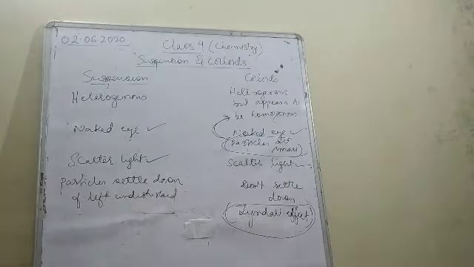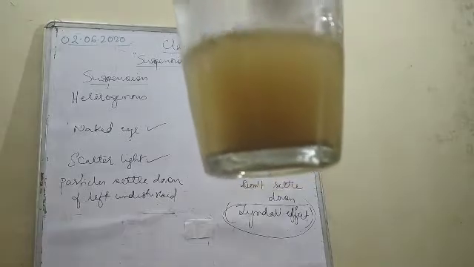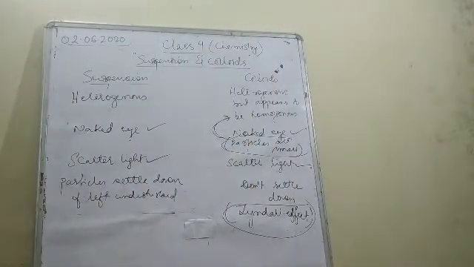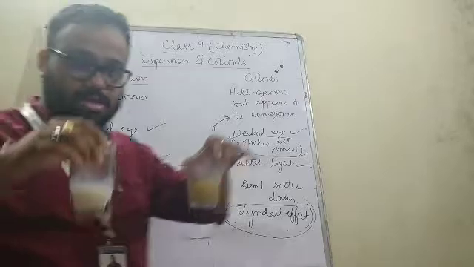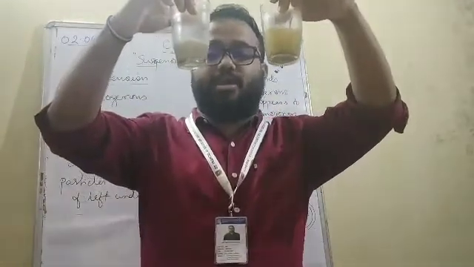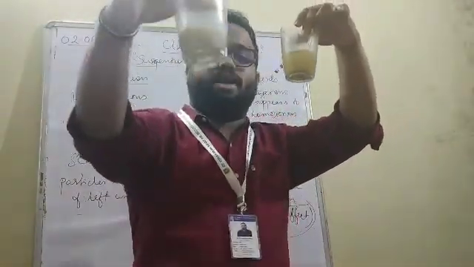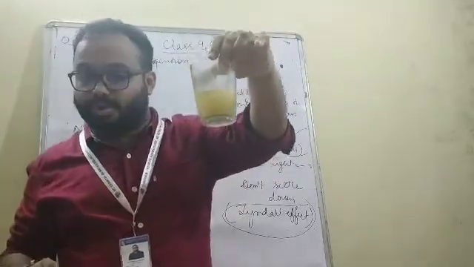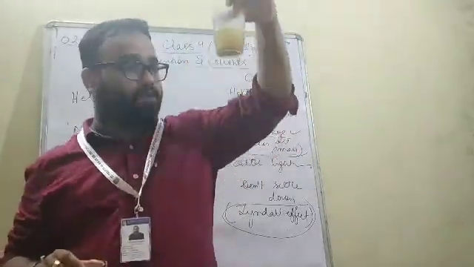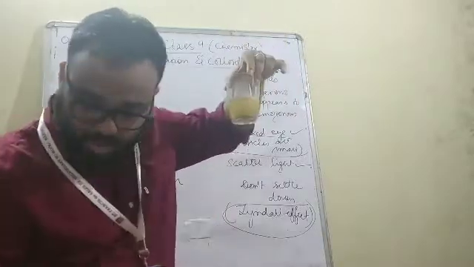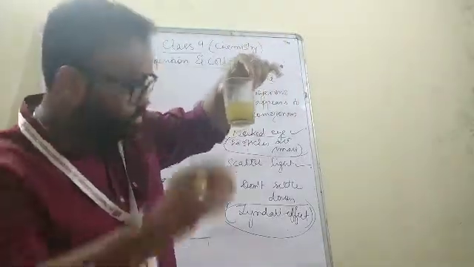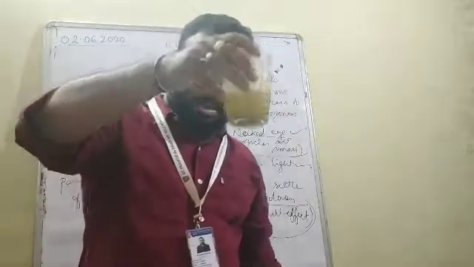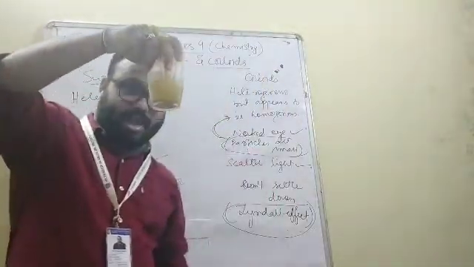This is milk. So if I leave it undisturbed for some time, the particles will settle down in the suspension. So milk is an example of colloid, and this is an example of suspension. Now you can see the particles are getting settled down.